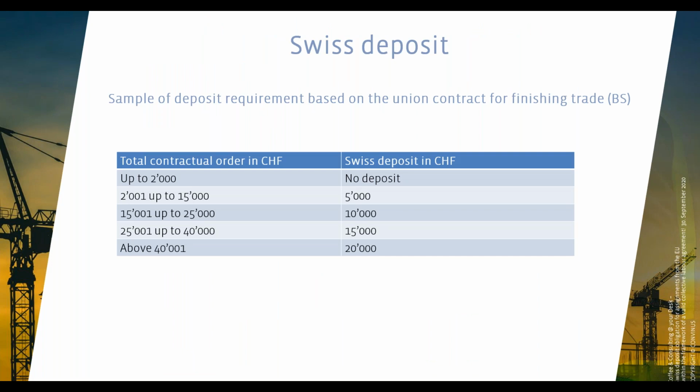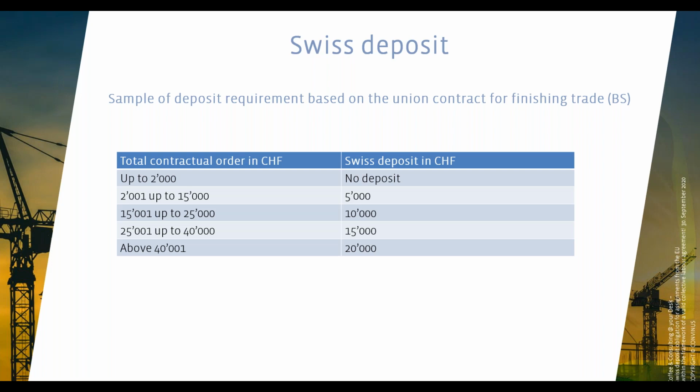If you click there on that letter K, you will find the information about the specific collective agreement, as well as the amount of Swiss deposit you will have to provide. Here it is just one sample from one of the collective agreements. However, it is more or less similar in each of them. At least, it usually starts with any contractual amount of maximum 2,000 Swiss francs. There is no deposit requirement, so it only starts afterwards. And usually, with reaching the contract amount of 40,000 Swiss francs or 40,001 Swiss francs, it is the maximum amount, and then also the maximum deposit.